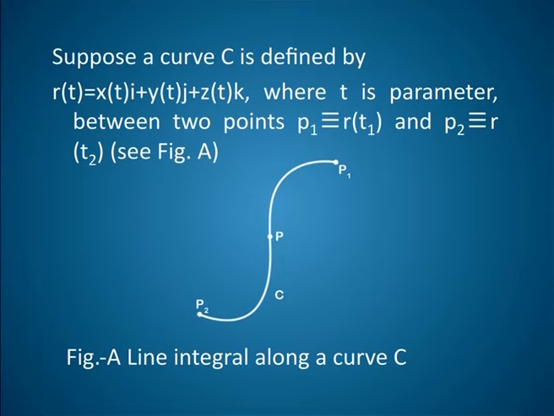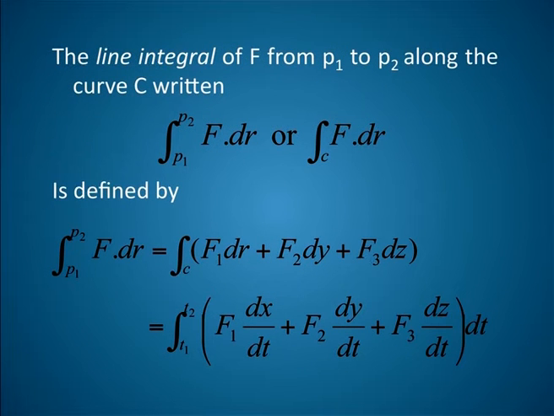Suppose a curve C is defined by a vector function r(t) is equal to x(t) i plus y(t) j plus z(t) k, where t is some parameter, between 2 points p1 equal to r(t1) and p2 equal to r(t2). This figure represents the line integral along a curve C. The line integral of f from p1 to p2 along the curve C is written as integral from p1 to p2 of f dot dr, or integral over C of f dot dr.